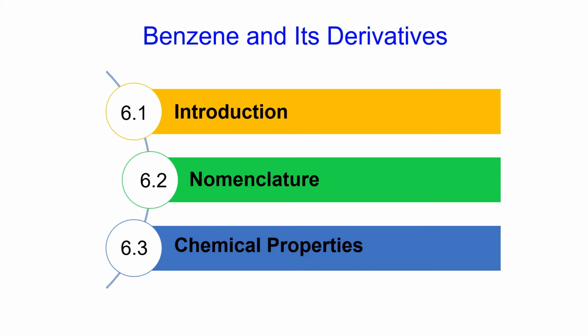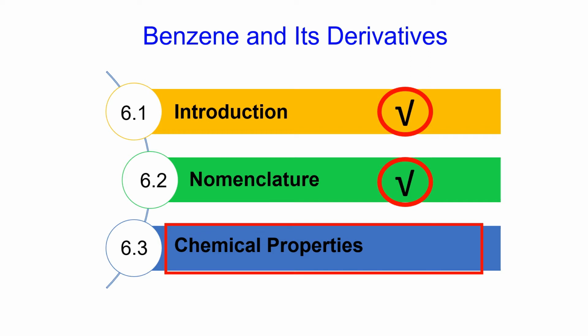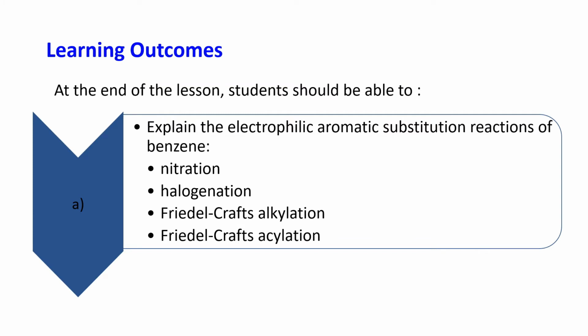In previous videos, we already discussed the introduction and nomenclature of benzene and its derivatives. Now, let's continue with 6.3 Chemical Properties of Benzene and its derivatives. As the learning outcomes of the lesson, you should be able to explain the electrophilic aromatic substitution reactions of benzene for nitration, halogenation, Friedel-Crafts alkylation, and Friedel-Crafts acylation.